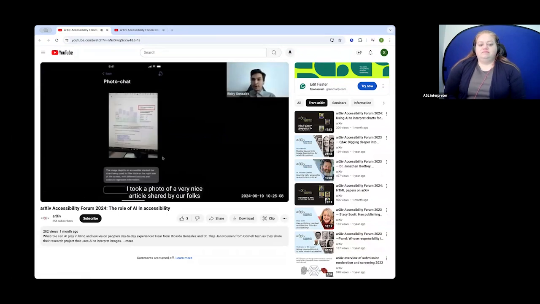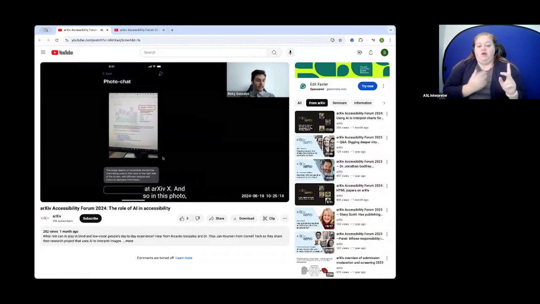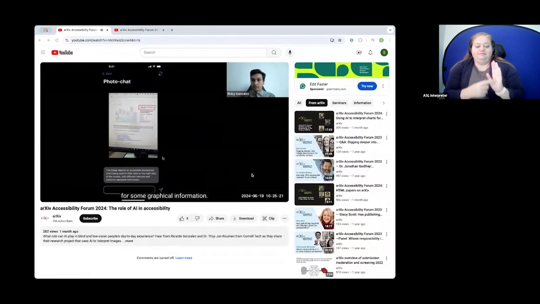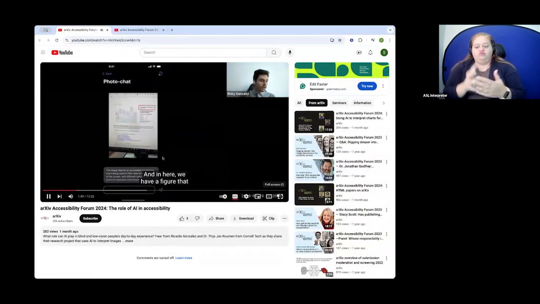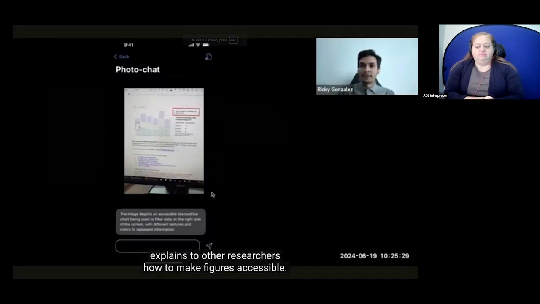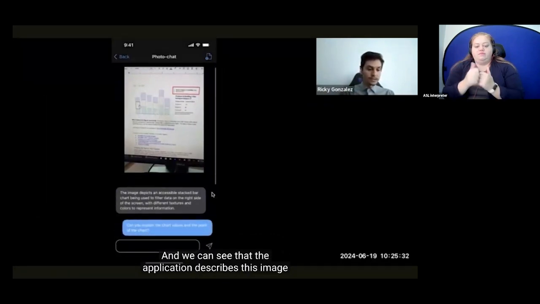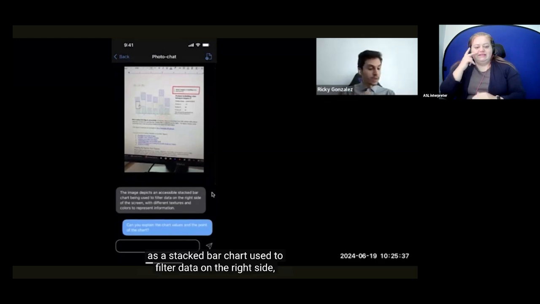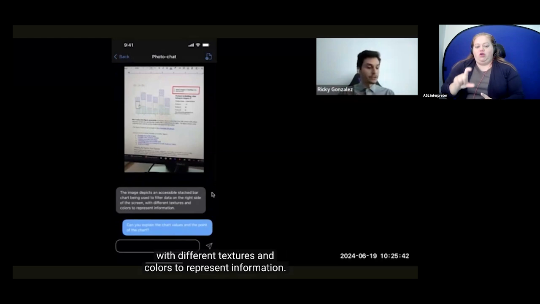I took a photo of a very nice article shared by our folks at arXiv. And so in this photo, we have the example of someone trying to look for some graphical information. And here we have a figure that explains to other researchers how to make figures accessible. And we can see that the application describes this image as a stacked bar chart used to filter data on the right side with different textures and colors to represent information.